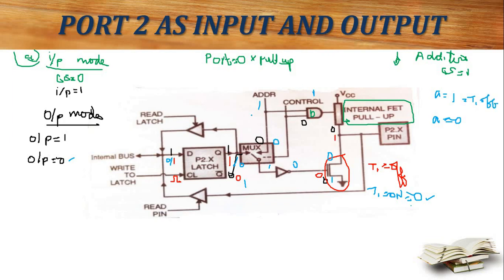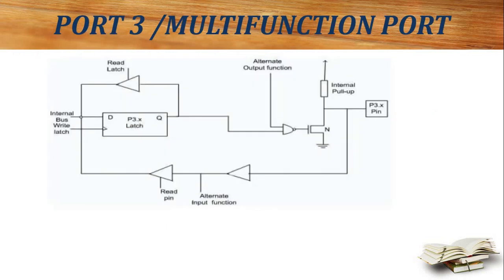If the address line is equal to 0, this NOT gate output will be 1. This is connected to the MUX, so the output of the MUX is 1 and that is given to the FET transistor. Then T1 will be on. Even though it is on, this is connected to ground potential, so you will get the output as 0. Port 2 has a similar operation to that of port 0. Next, we'll discuss port 3.